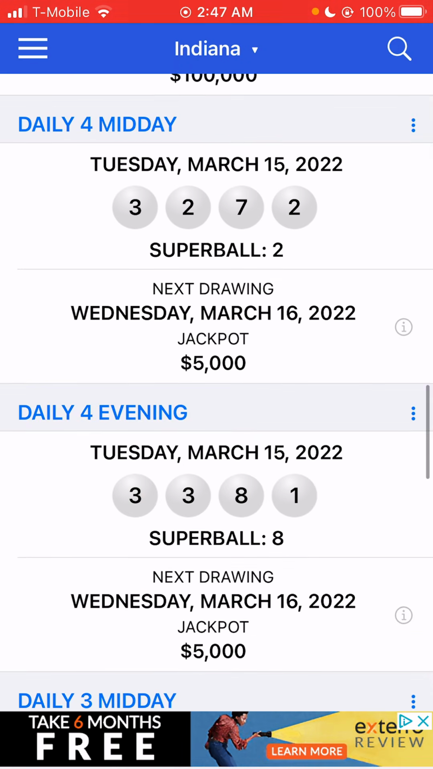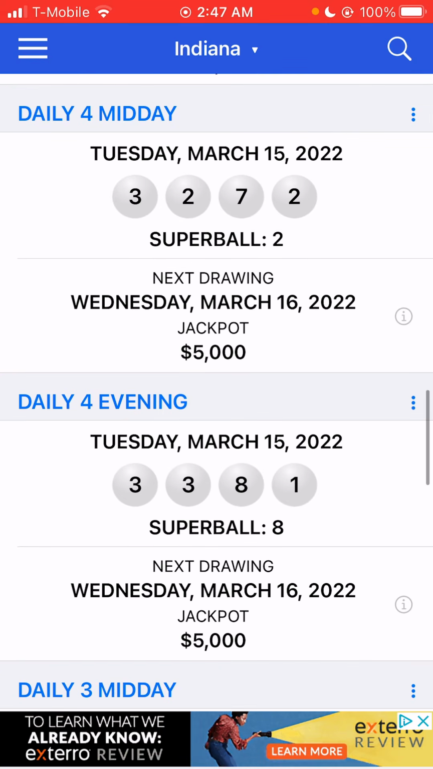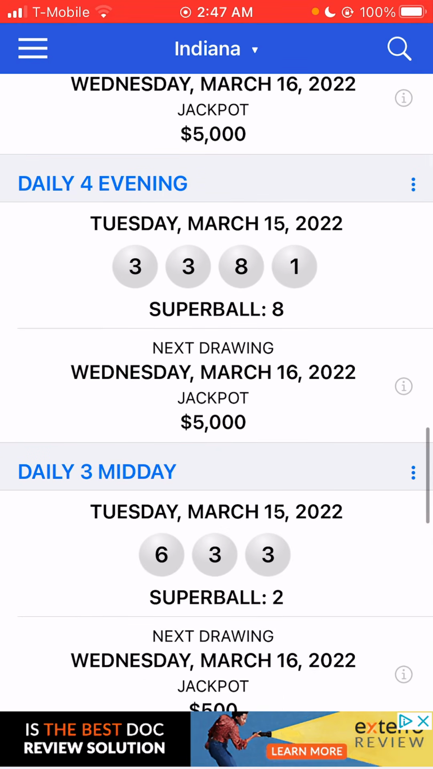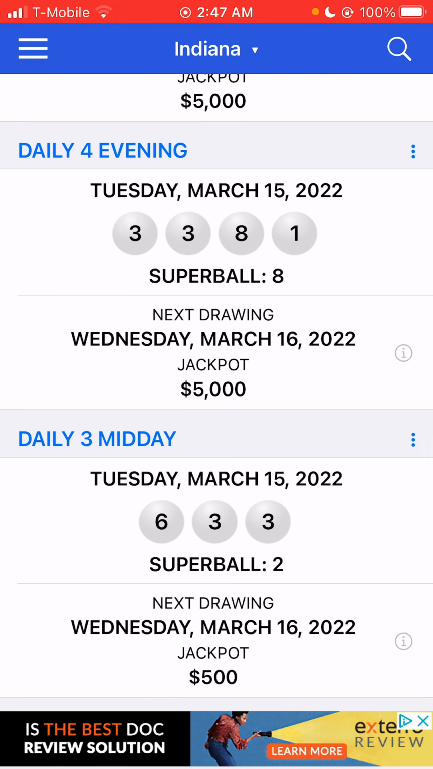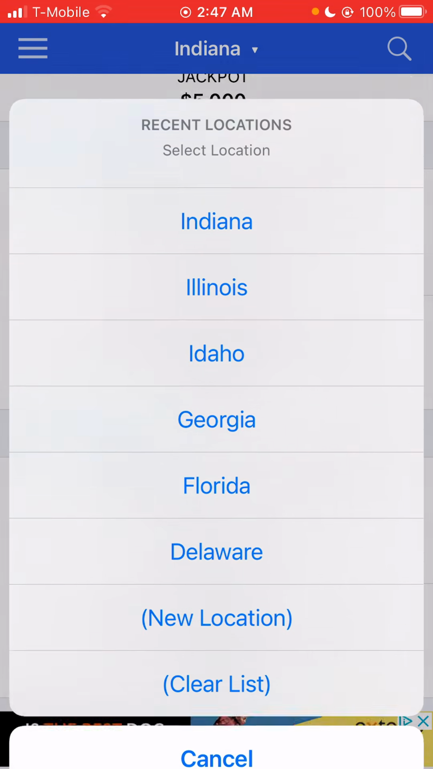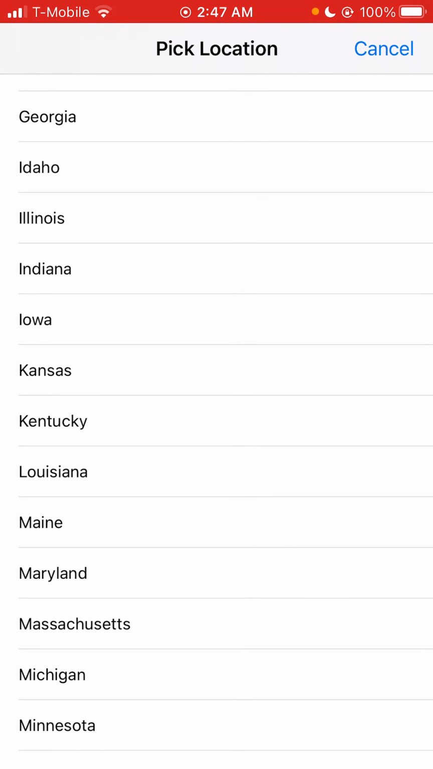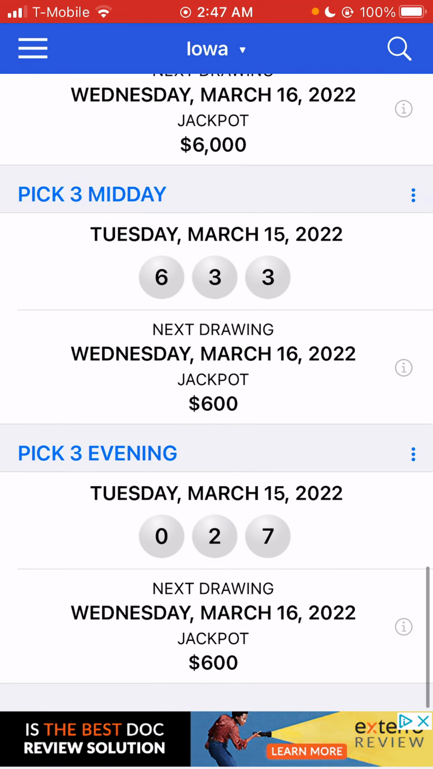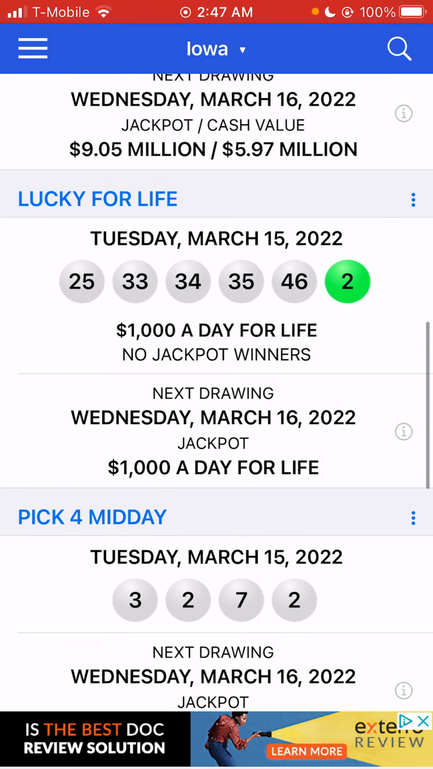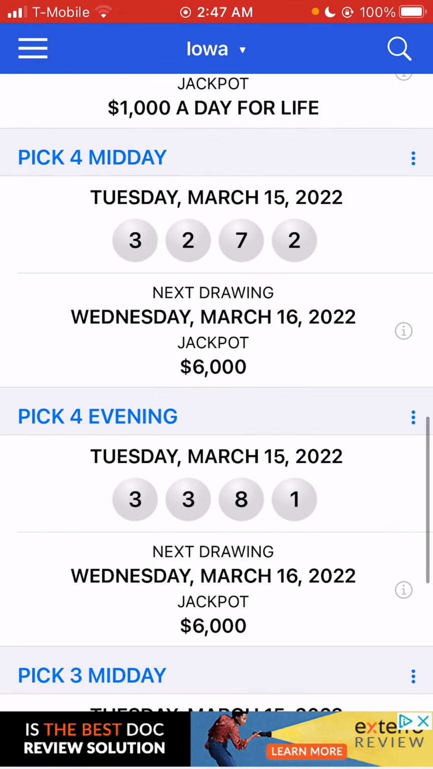Indiana. Okay, for Indiana midday, I would do the 3, the 2, and the 7 in the grid. For the evening, I would do the 3, the 8, and the 1 in the grid. Indiana, Iowa. Did I just do this one? I think I just did this one.